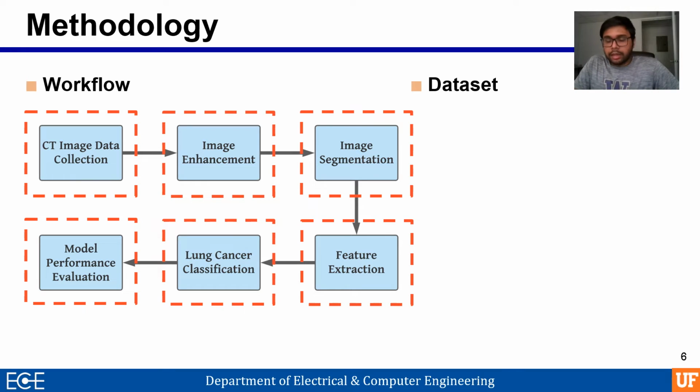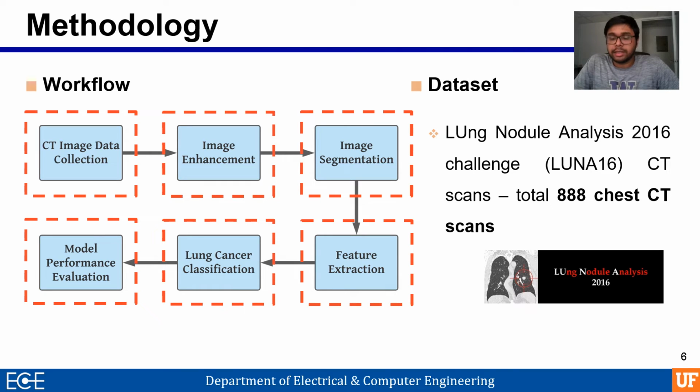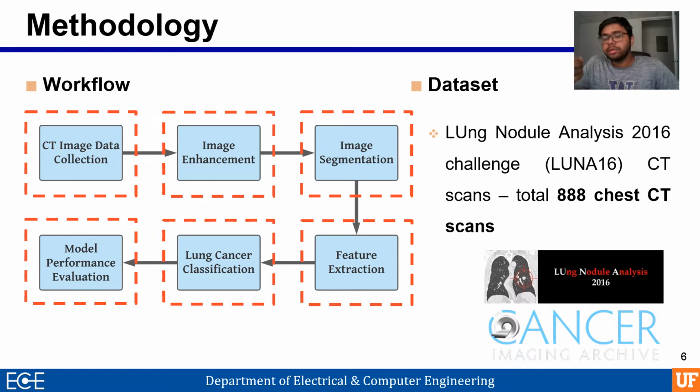The dataset I used in this project is the LUNA16 CT scans, which constitute around 818 CT scans, collected from the Cancer Imaging Archive. Among these CT scans, there was a folder which includes the segmented images of the nodules. All this data was converted into the hierarchical data format, HDF5, and then used for training, validation, and testing purposes.